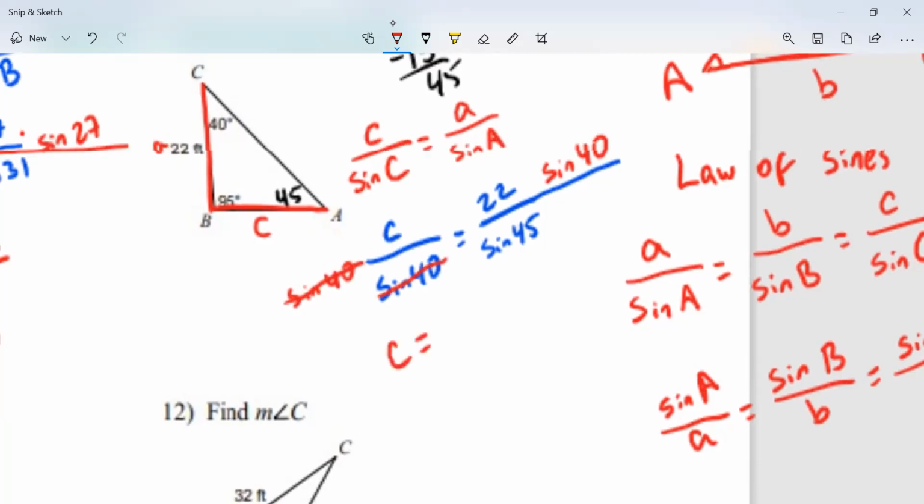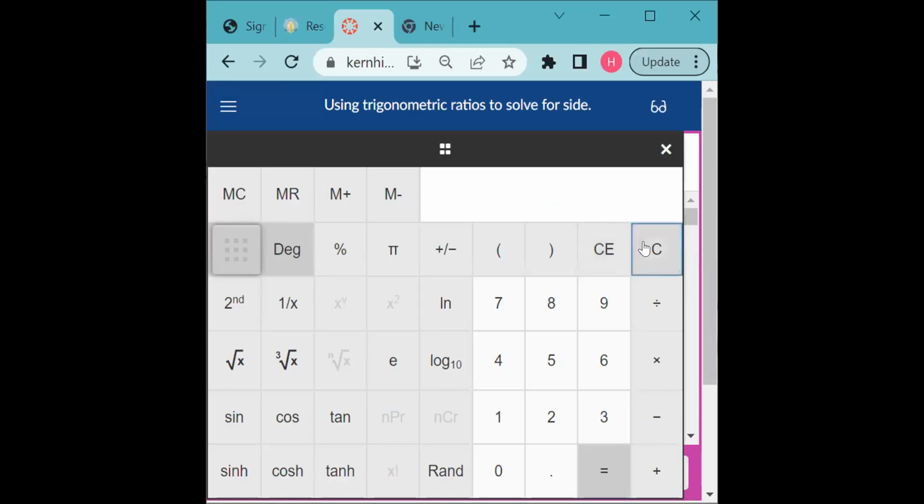So I get C equals 22 times sine of 40 divided by sine of 45. Let me type that in. Let me grab my calculator, and I'm just going to go 22 times sine of 40 divided by sine of 45. According to my calculator, 19.99. All right, let me come back to my work.